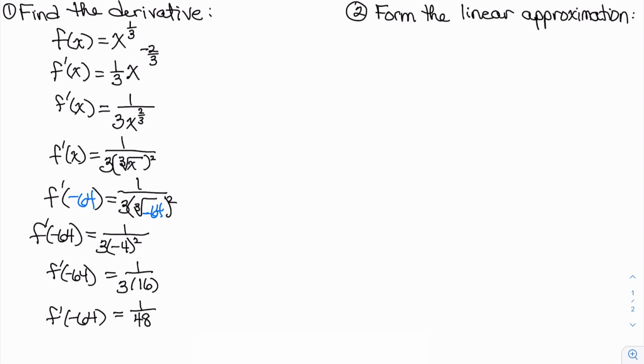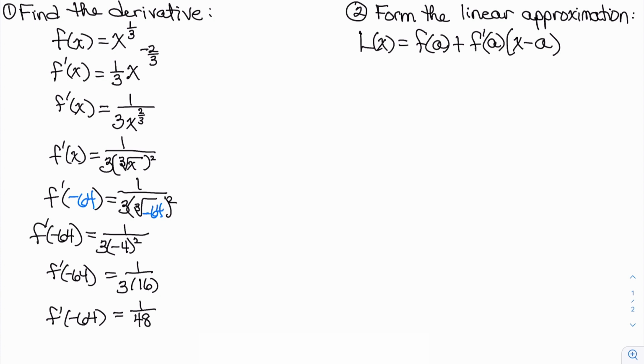Now we want to form our linear approximation. And our linear approximation, L of x, is equal to f of a plus f prime at a times the quantity x minus a. Now the a that we're talking about here is the x value that we are finding our linear approximation at. So a is -64.